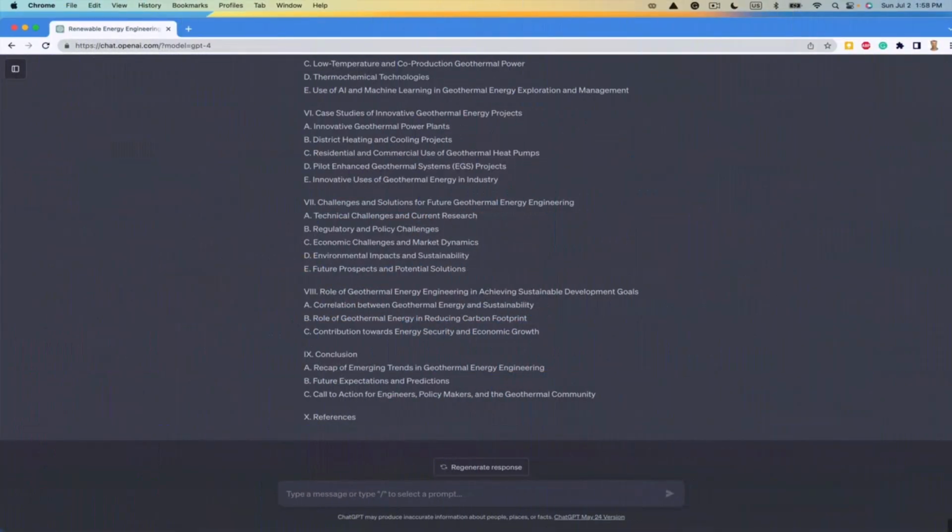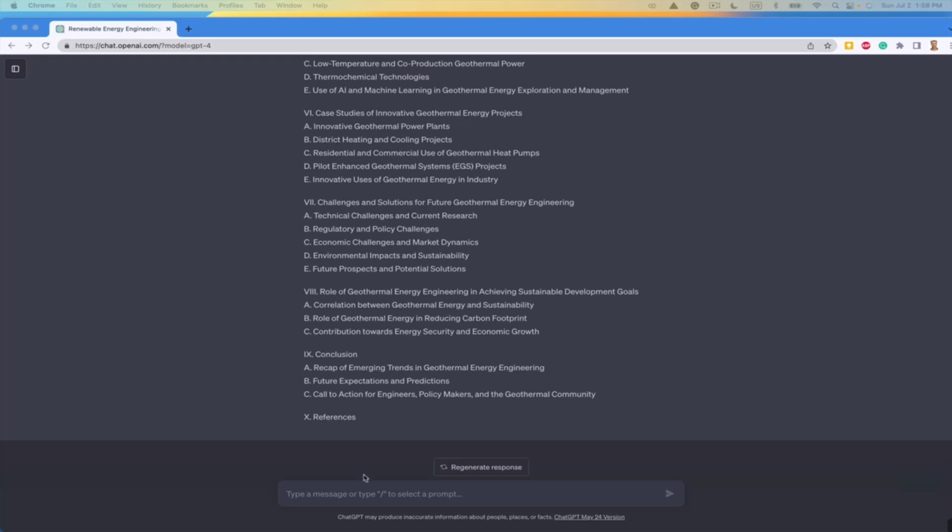GPT can improve sentence construction for clarity and cohesion. And what that means is you can put your own thoughts down on paper and have it rewrite your thoughts to convey them more succinctly and more clearly. And what I'm going to do is give you an example of that.